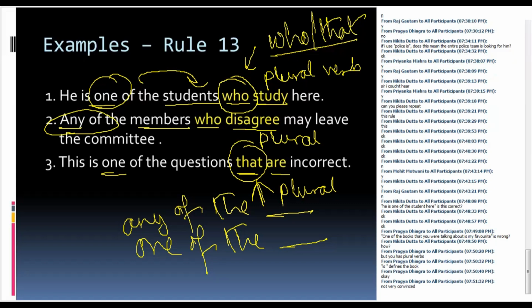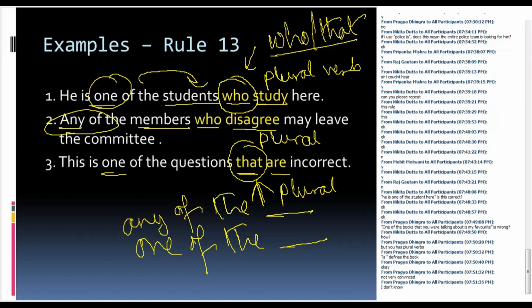Not very convinced means? No, that is the rule. There is nothing to be convinced. It has to be in the same form. After the word who or that, if there is a verb, then that verb will be plural. If after the word who or that there is no verb, then this rule does not apply. As simple as that.